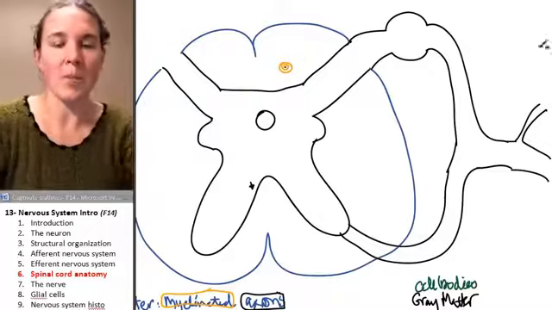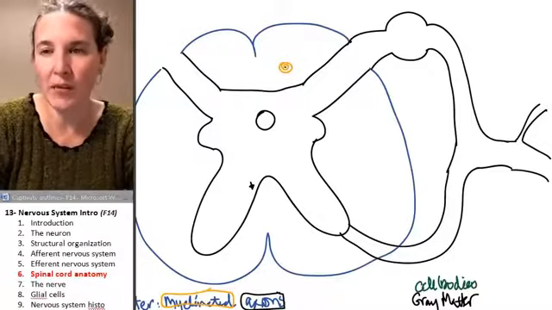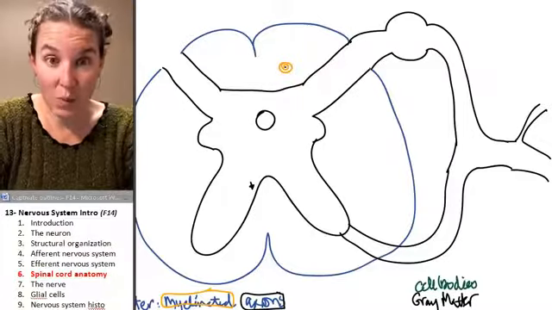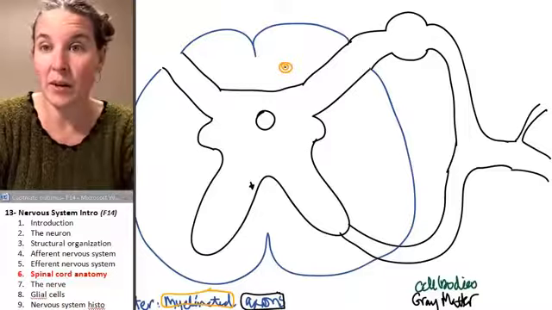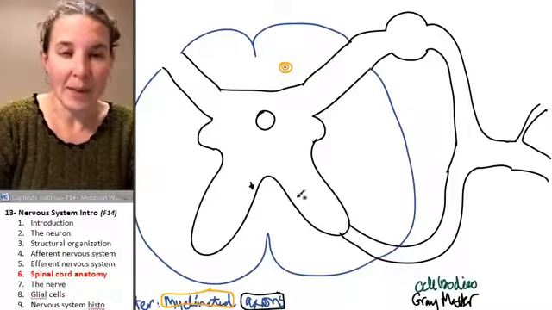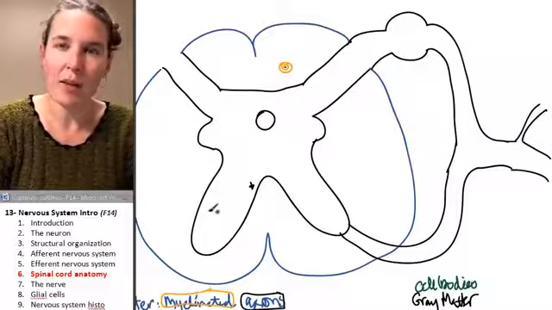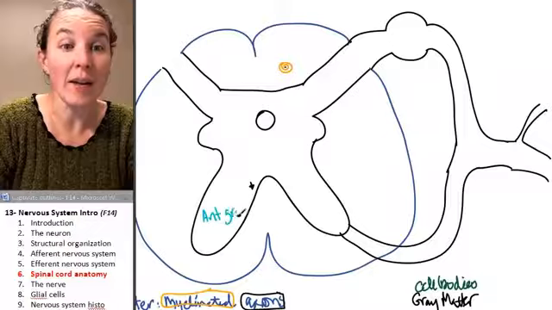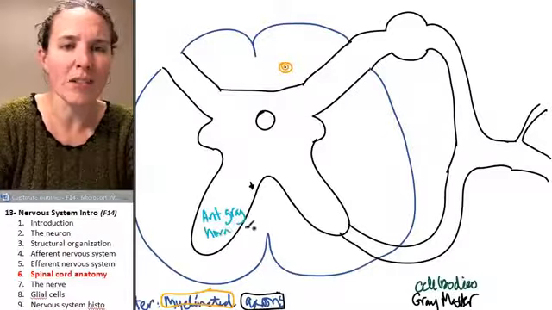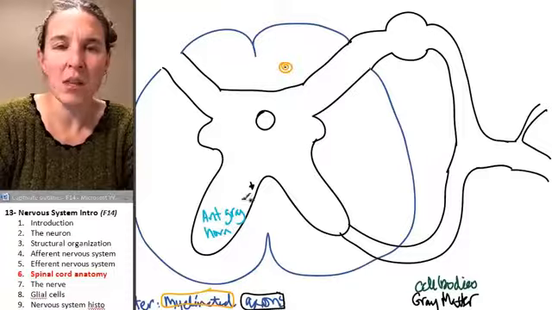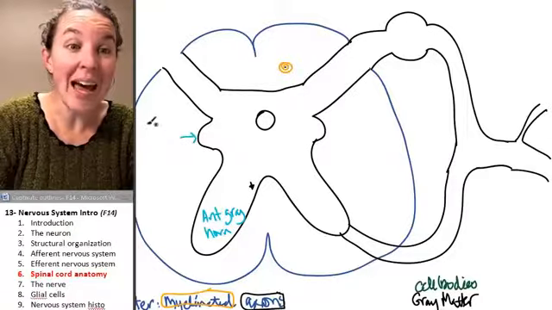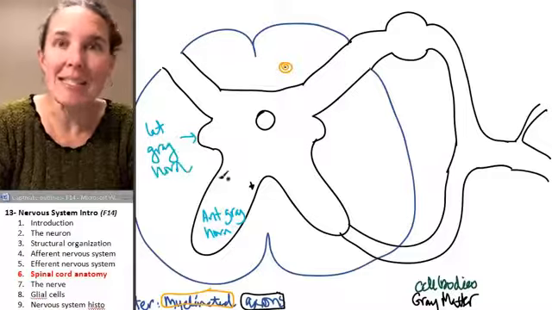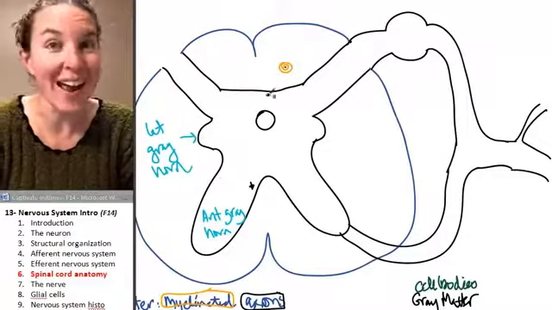Okay, let's label our parts, and then we'll orient ourselves. First of all, let's look at what's going on with the gray matter. I'm going to label them on this side. This is the anterior gray horn. Looks like a horn, doesn't it, or a butterfly wing? This is the lateral gray horn. Some sections of spinal cord do not have a lateral gray horn.